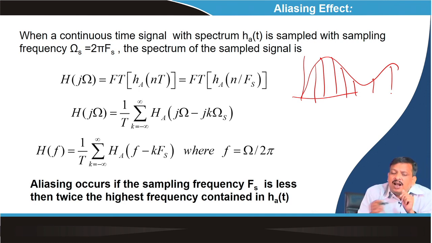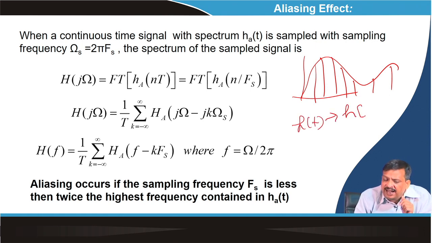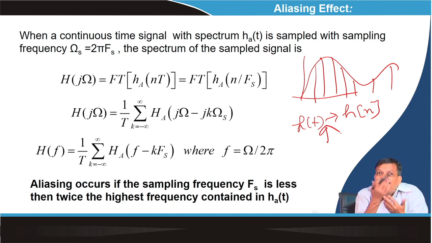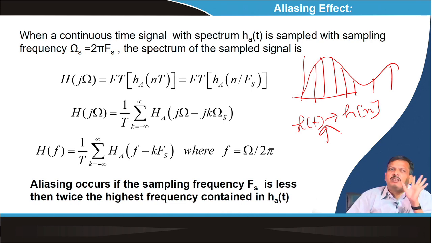Here I only have Ht and I have converted it to Hn. But what is the anti-aliasing filter? What is that aliasing effect? Any analog to digital conversion requires handling the aliasing effect. Why does this aliasing effect come?